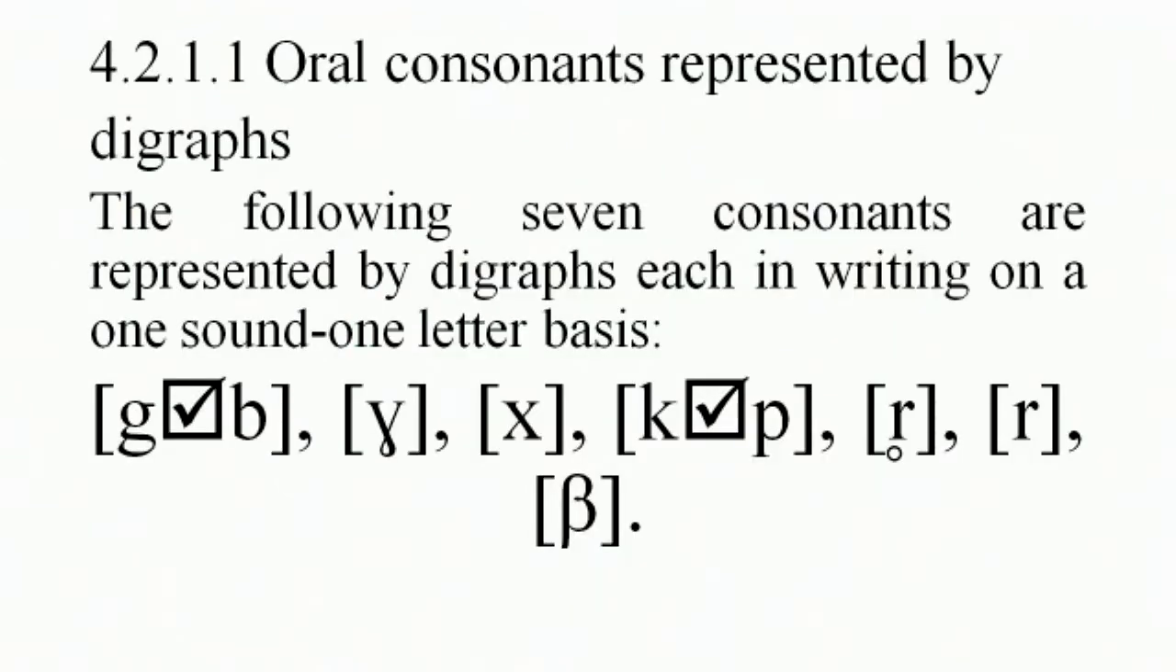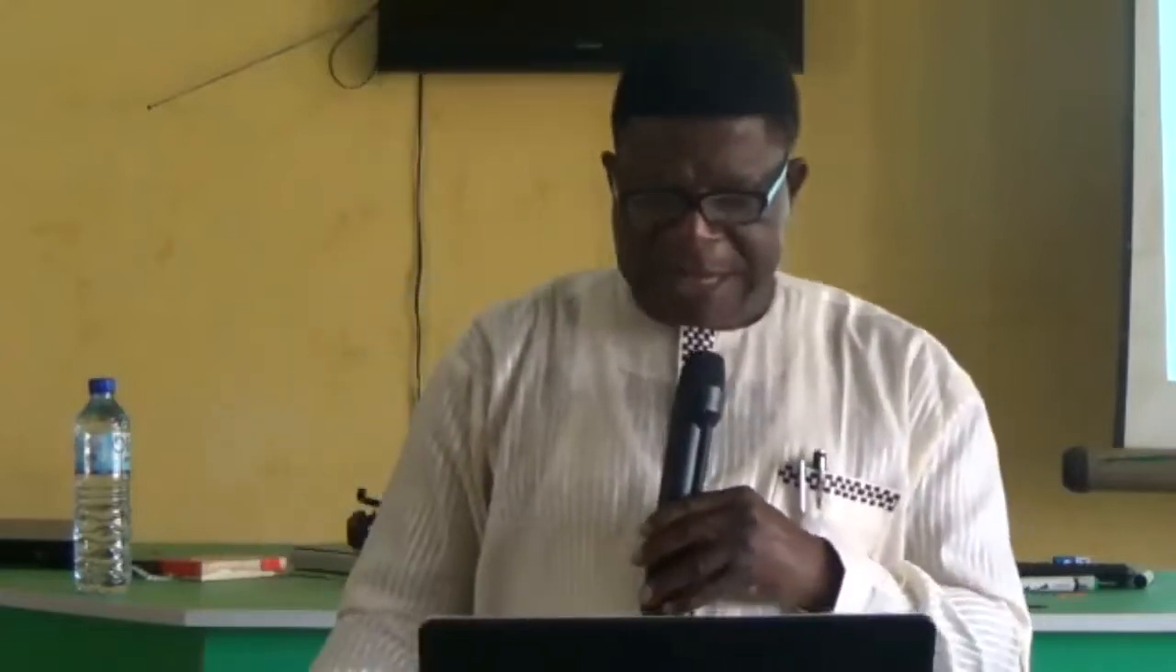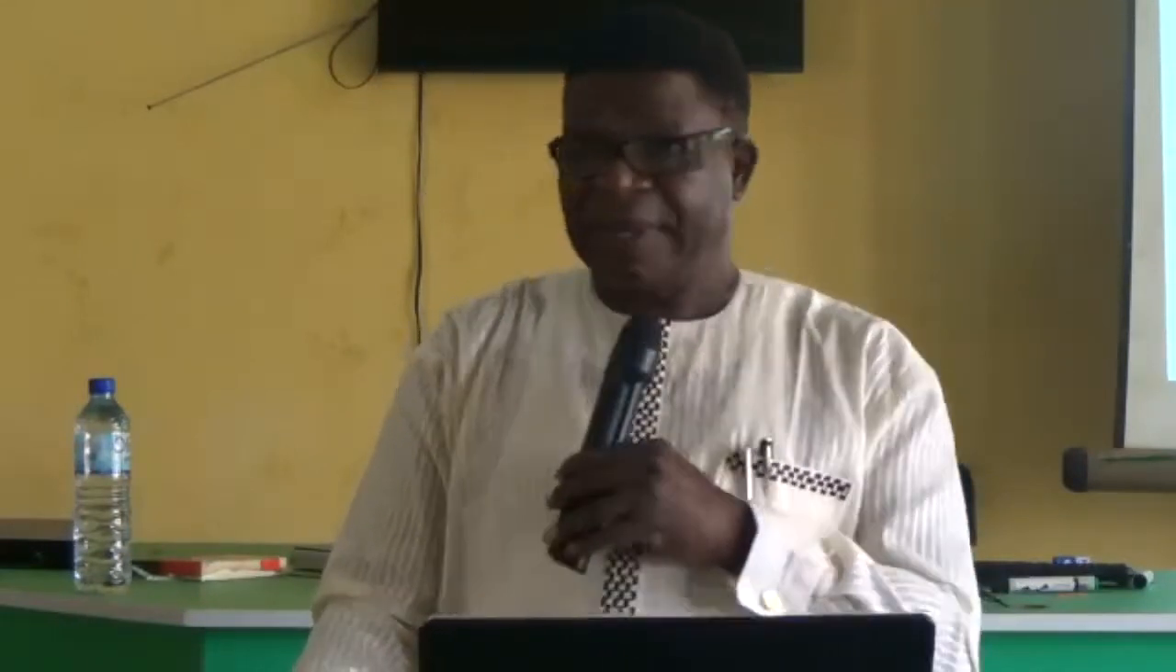Then, what we have just considered are the sounds written with single letters. But now we are going to see the following sounds that must be written with digraphs. So the first is the B. The B. Then you have the V in Ogogo, for instance.